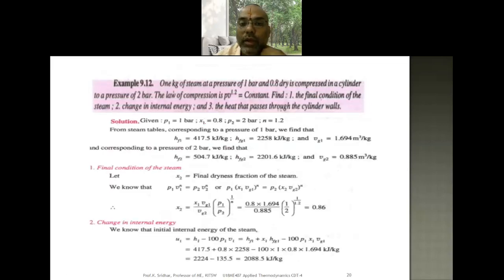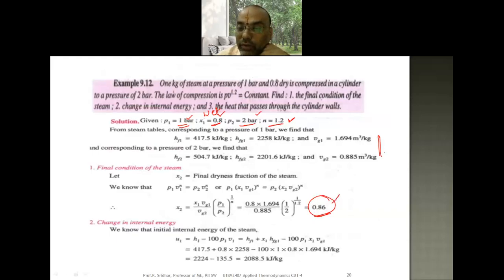So go to the problem and write down the given data. P1 is equivalent to 1 bar, X1 is equivalent to 0.8, that is, the initial condition is wet steam, and P2 is equivalent to 10 bar, and the polytropic index value is given as 1.2. So now go to the steam tables and the Mollier chart and find out all these particular values. From this, the final condition is known: x2 is equivalent to 0.86.